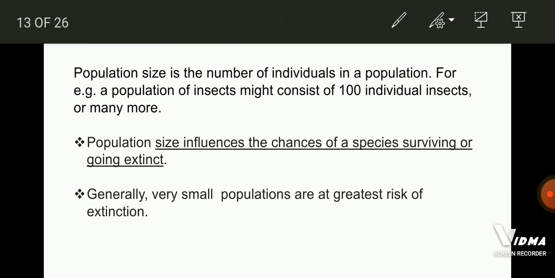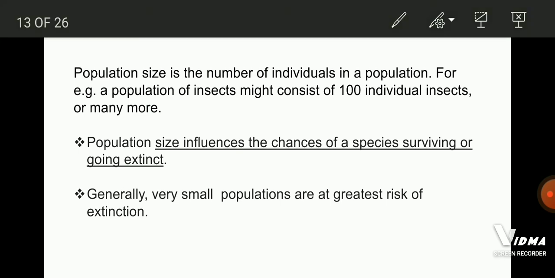Once again, some more information about population size: it is the number of individuals in a population. For example, a population of insects might consist of 100 individual insects or many more. Population size influences the chances of a species surviving or going extinct. Generally, very small populations are at greatest risk of extinction.